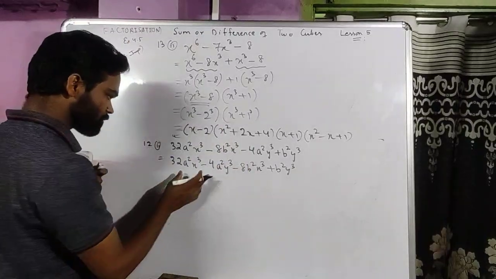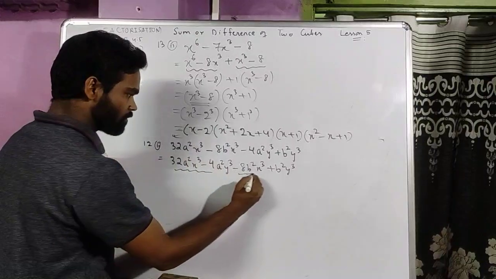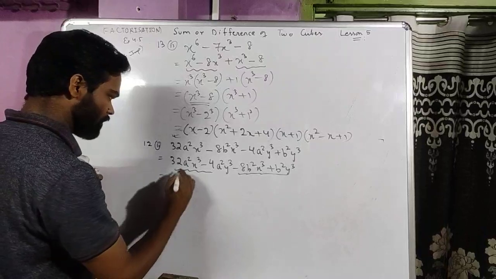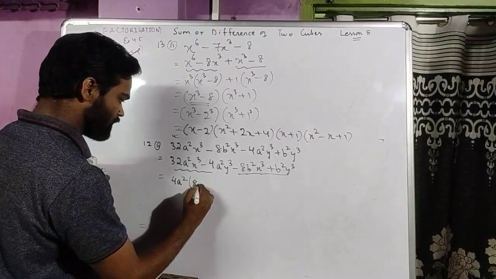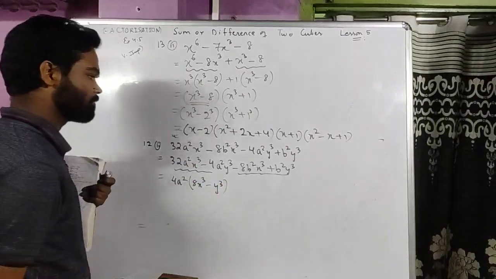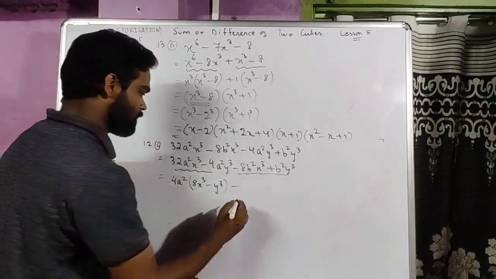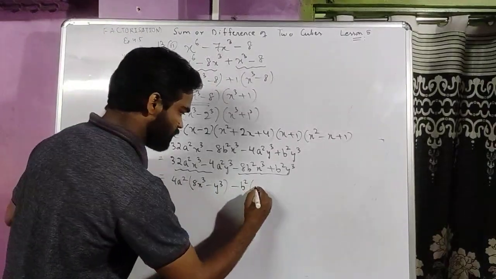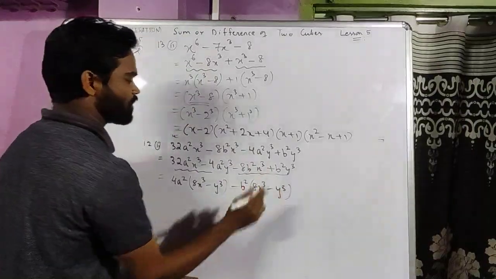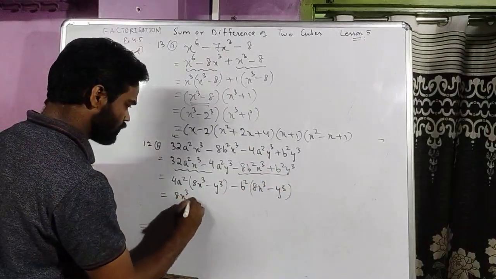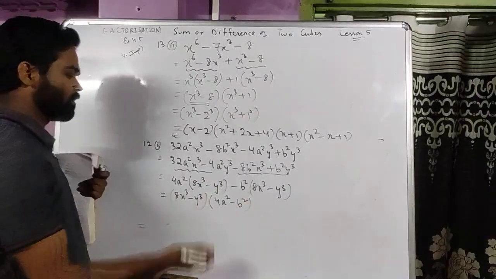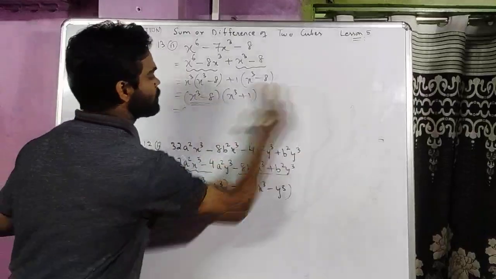Now how does it help us? This is pairing group, we can take 4a square common. So what is left over here? 8x cube minus y cube. Similarly, minus, we take b square common. So what is left? 8x cube minus y cube. The sign changes. Now I'll take 8x cube minus y cube common. So 4a square minus b square is left. Now we know how to proceed further.